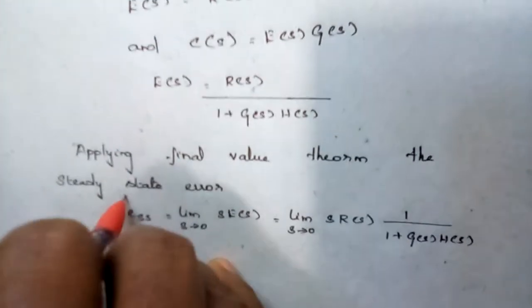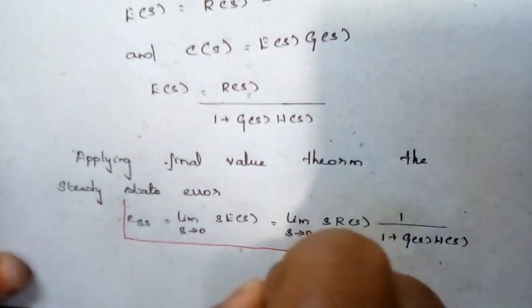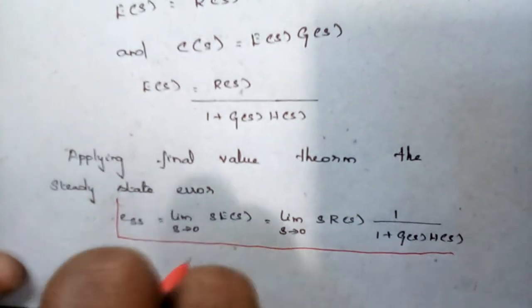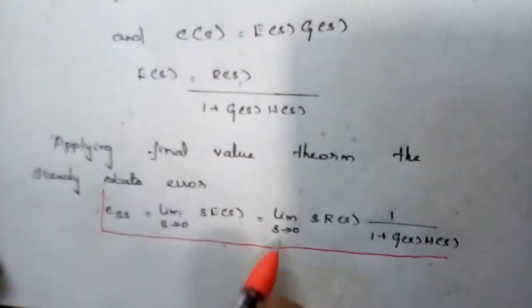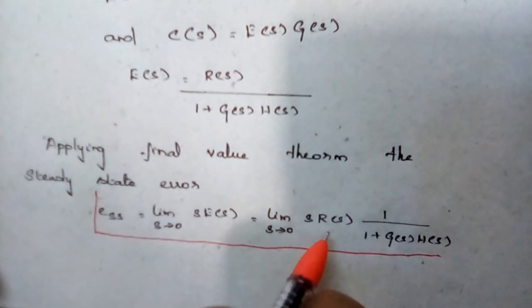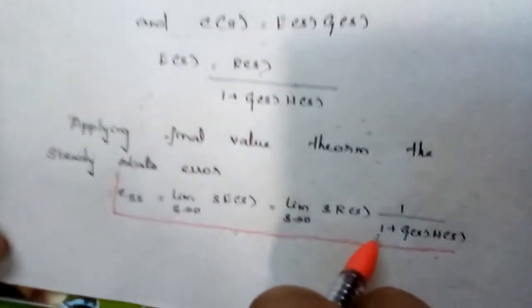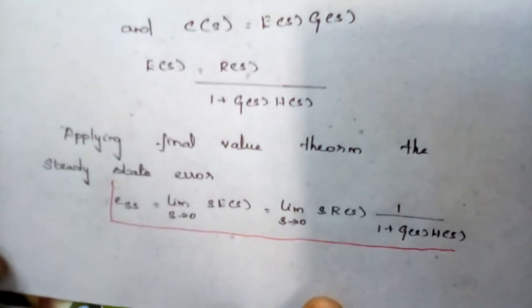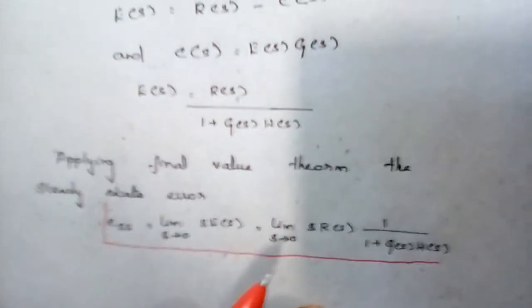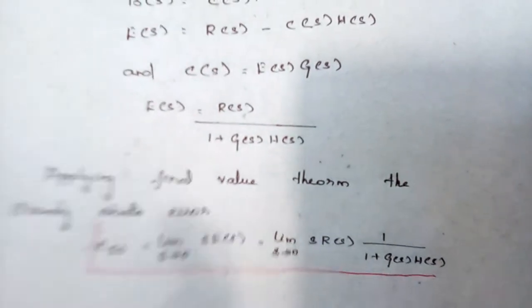By applying the final value theorem, the steady state error equation will be ESS is equal to limit s tends to 0 of s E of s, which is equal to limit s tends to 0 of s into R of s into 1 divided by 1 plus G of s H of s. We have already discussed the final value theorem and also the initial value theorem. Those who have not seen that, please go through it and come to the next class.